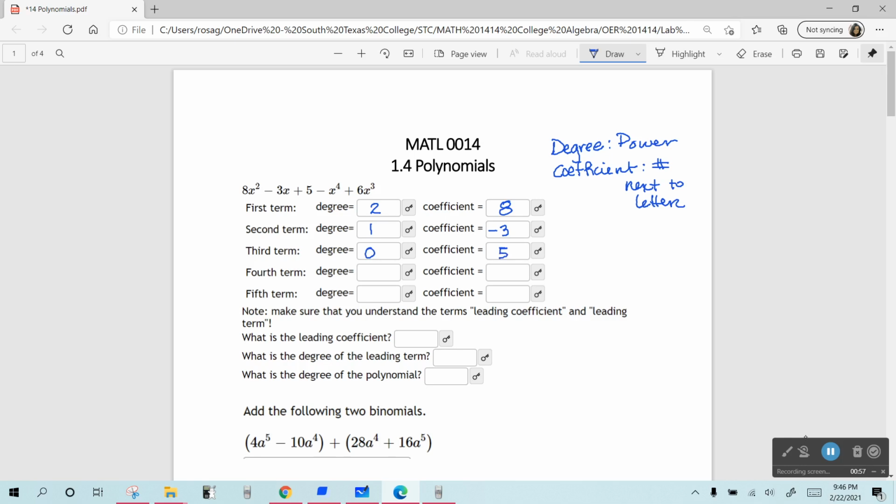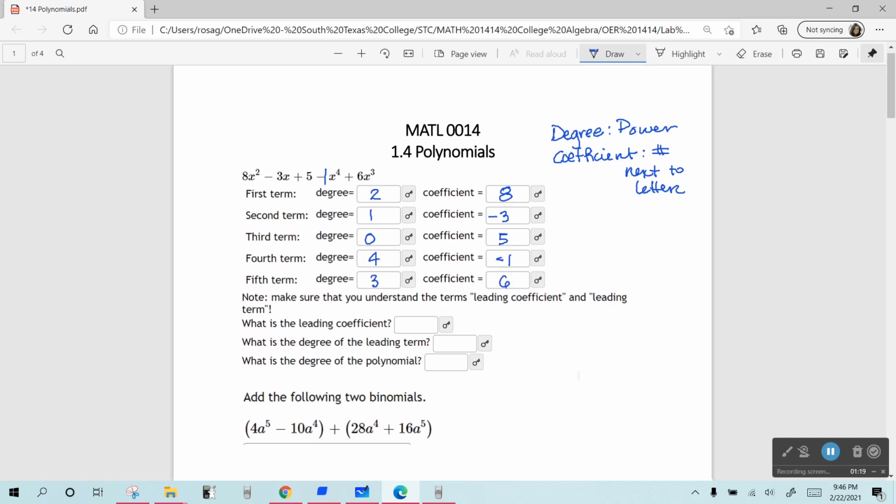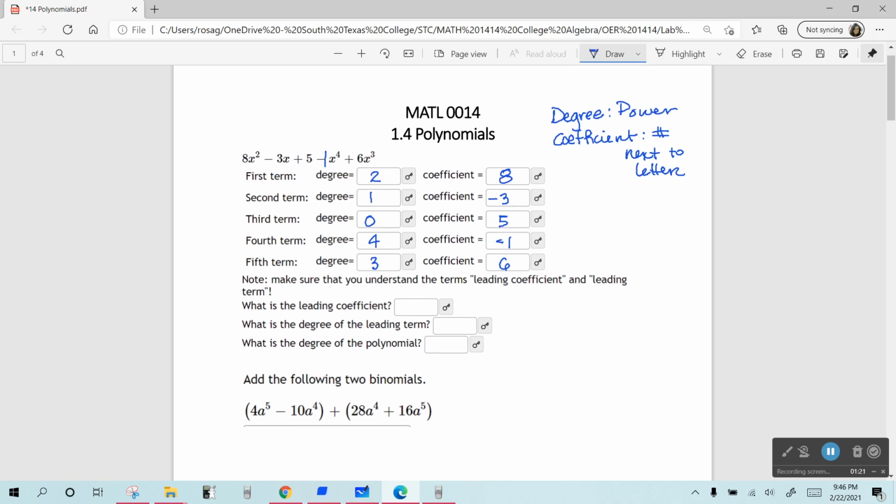The fourth term, the degree would be 4. And the coefficient would be negative 1, because if you don't have anything in front of the x, it's like a 1. On the fifth term, the degree would be 3, and that coefficient would be 6. Now, in terms of the leading coefficient and the degree of the whole thing.